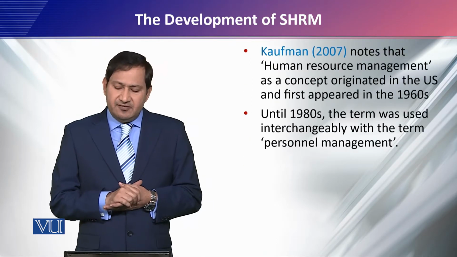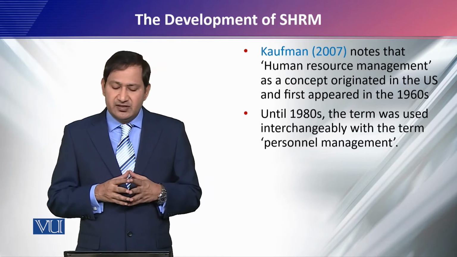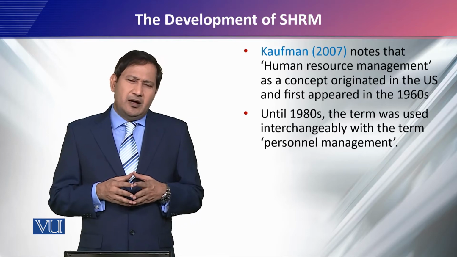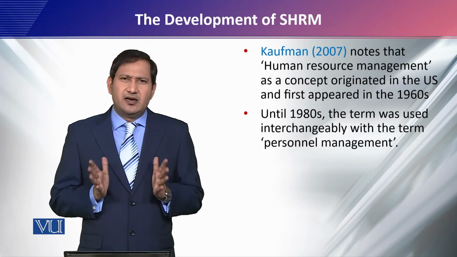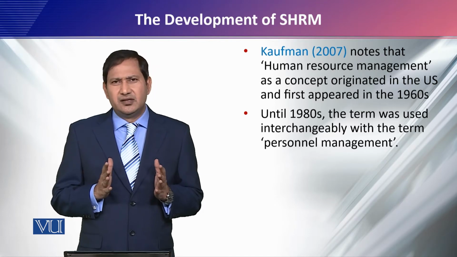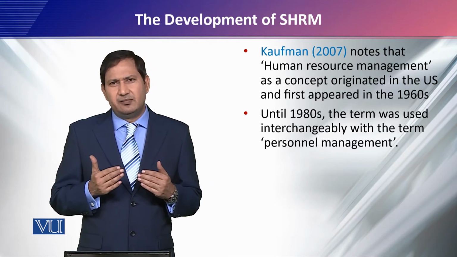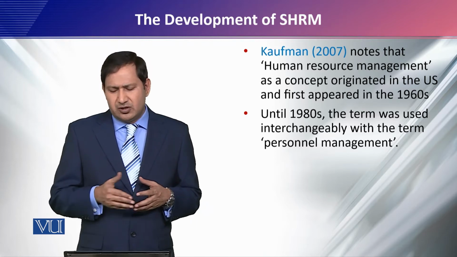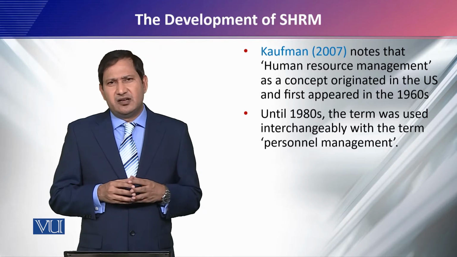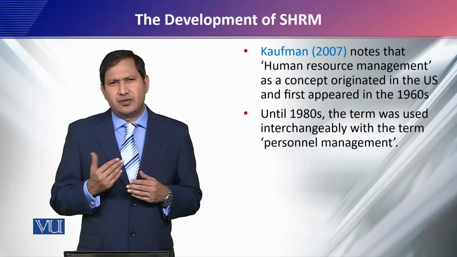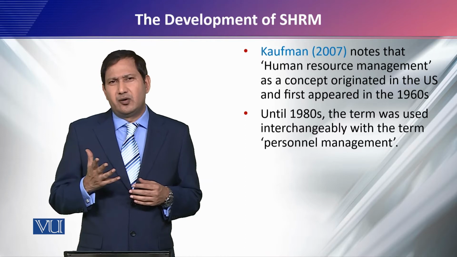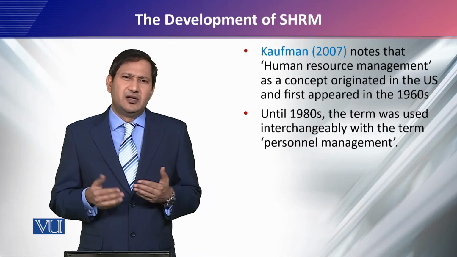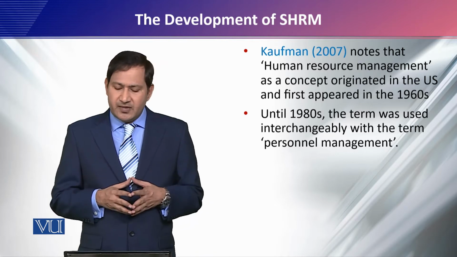Kaufman 2007 notes that human resource management as a concept originated in the US. We have discussed in the past that there are two countries which are dominant in research and development in the field of human resource management. So this is something also noted by Kaufman 2007. Kaufman is a researcher and practitioner, and he has written a lot about strategic human resource management, and you can find his influential work on Google Scholar.